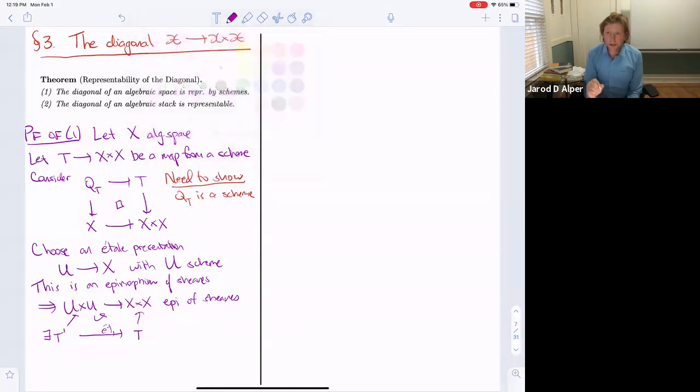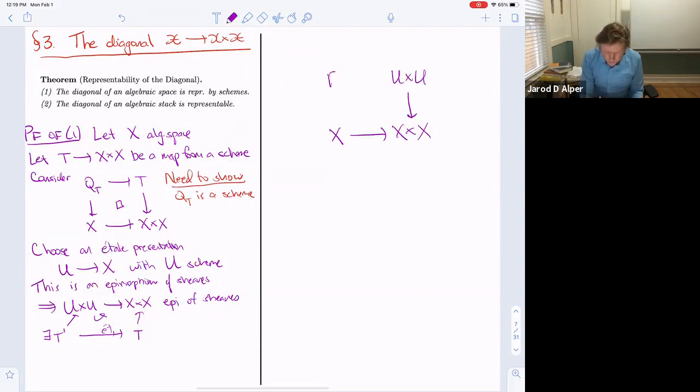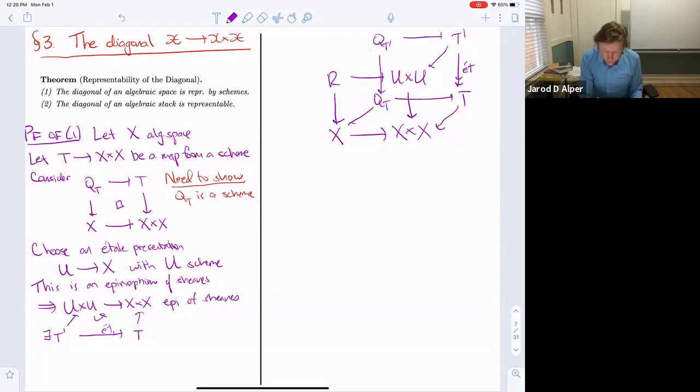Like before, we have a big Cartesian cube, where on one hand I could form the groupoid. So on one hand, I have X to X cross X. And then I have my map T. This is exactly the same sort of picture we had before. And then this fiber product was the QT. This is the QT prime, just defining it. And as before, all faces are Cartesian except left and right.